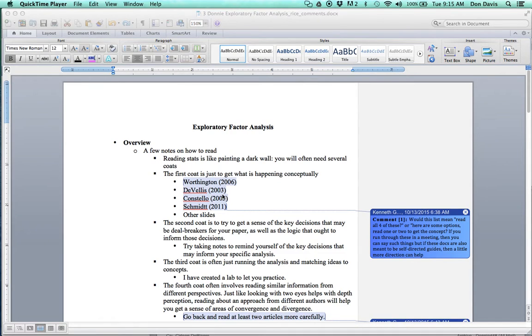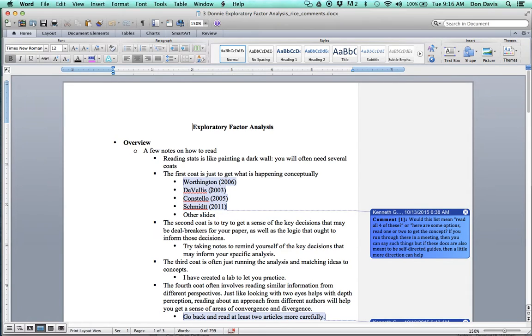Okay, I'm going to give an overview of exploratory factor analysis. So, a couple of things to start with. I would read DeVellis's chapter and I would read the Worthington article first, and then I would come back to these later on.